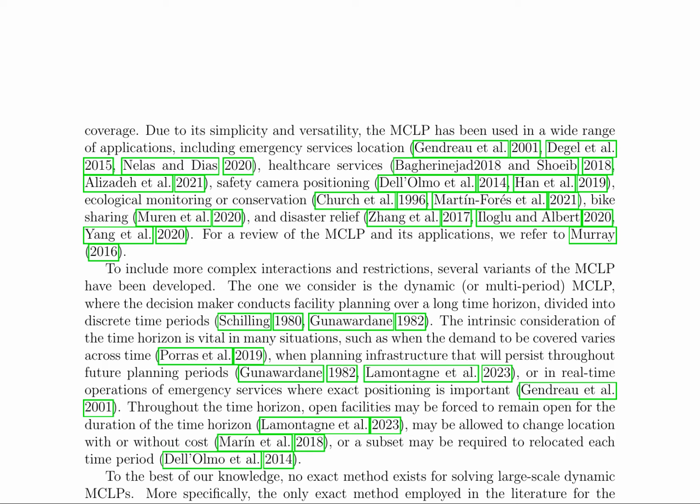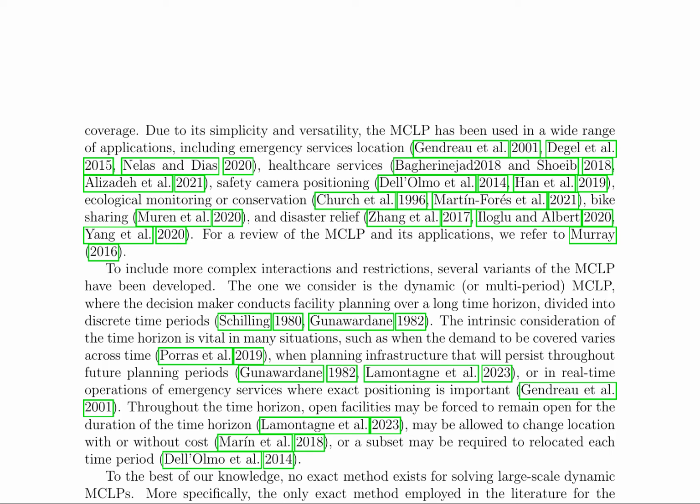The maximum coverage location problem, or MCLP, is a widely applied optimization problem that has been utilized in various fields, including emergency services, healthcare, and disaster relief. The dynamic MCLP, a variant of the MCLP, considers facility planning over a long time horizon, divided into discrete time periods.